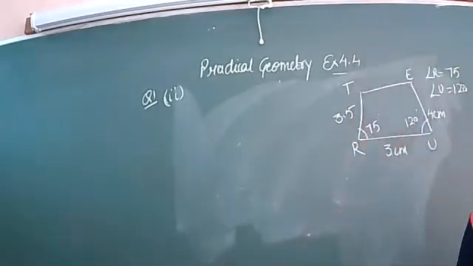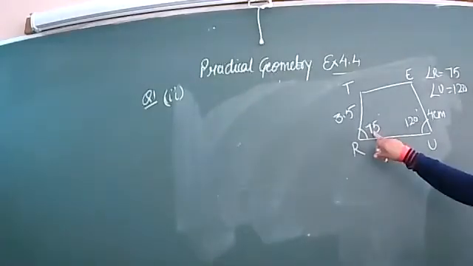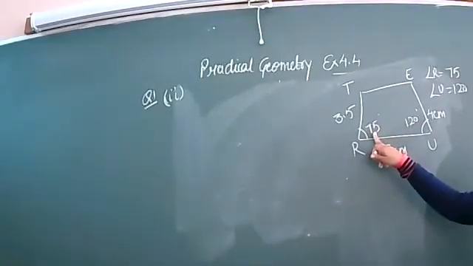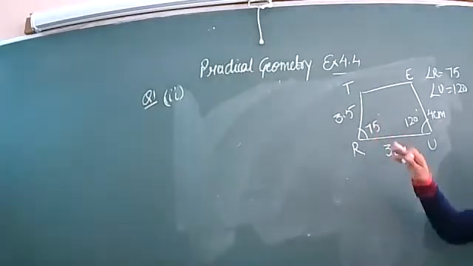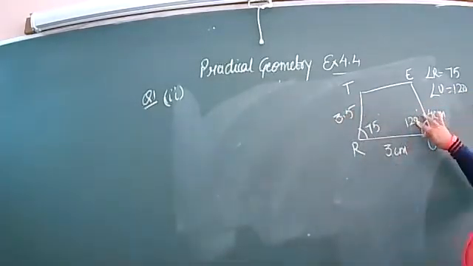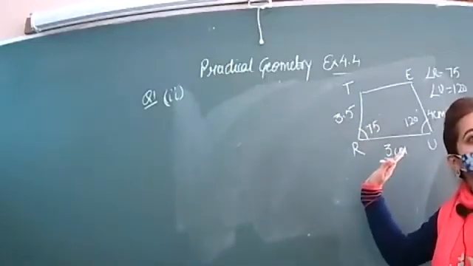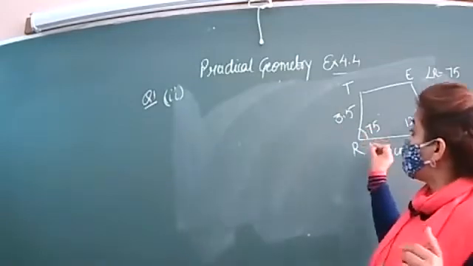Now, this 75 is a multiple of 15, so we can draw this angle using the compass. And 120 is again a multiple of 15, so this angle will also be drawn with the help of the compass. Now this is an acute angle, so it will be in the inward direction. And 120 is an obtuse angle, so it will be in the outward direction. Got it? Now, start from the base.